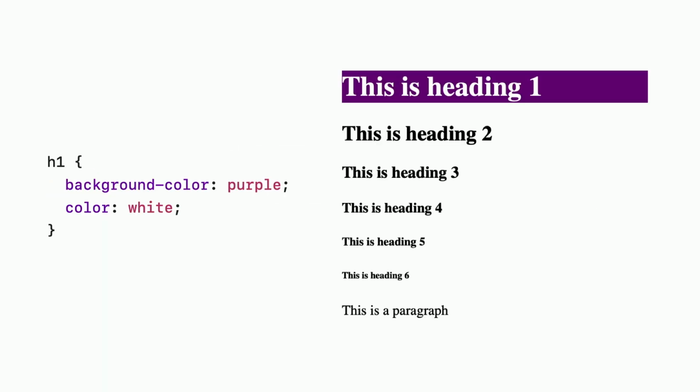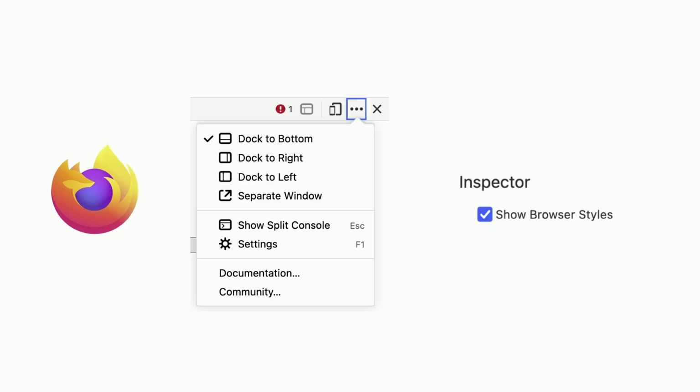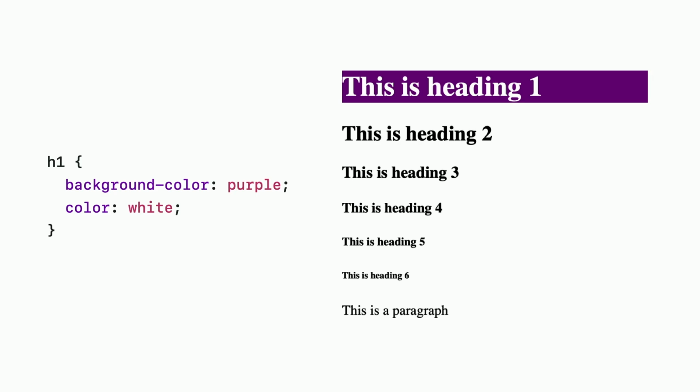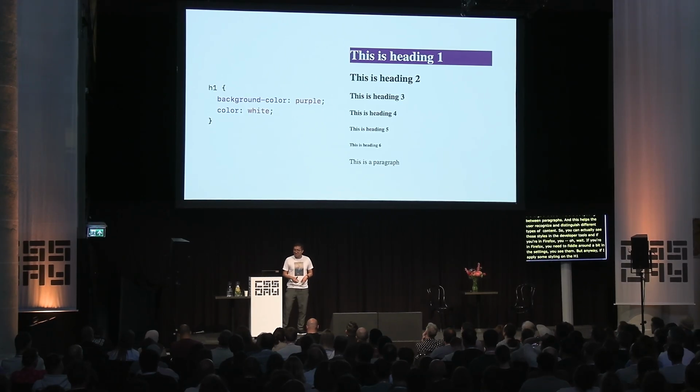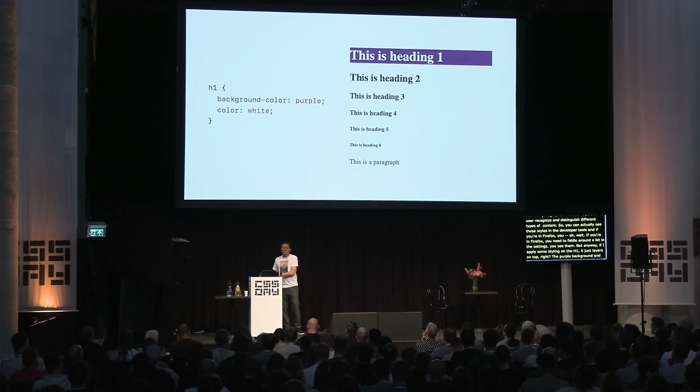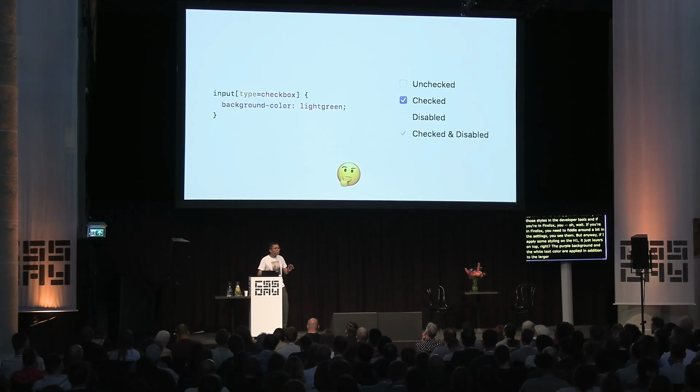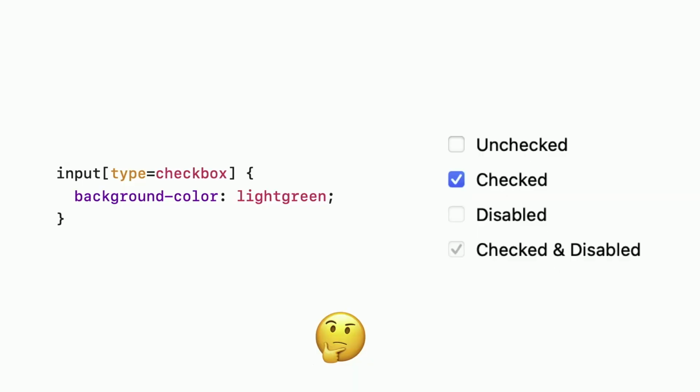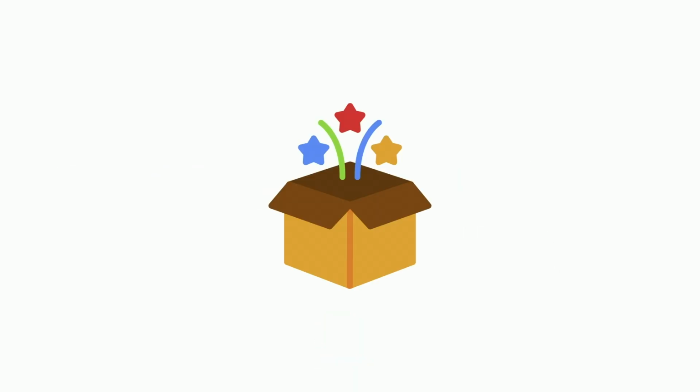And if you're in Firefox, you need to fiddle around a bit in the settings if you want to see them. But anyway, if I apply some styling on the H1, it just layers on top, right? The purple background and the white text color are applied in addition to the larger text. But that's not what we saw with the checkboxes earlier. My light green background did not work. So form controls are really starting to feel like magic boxes.